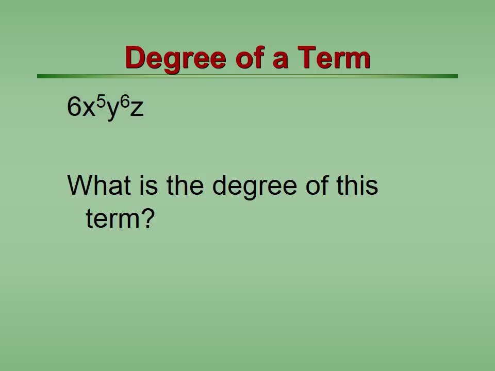All right, so you try this one. What is the degree of this term? Okay, you should have gotten 12 because 5 plus 6 plus 1 is 12. What about the degree of this term? Okay, so 4 plus 2 plus 5, it should have gotten you 11.